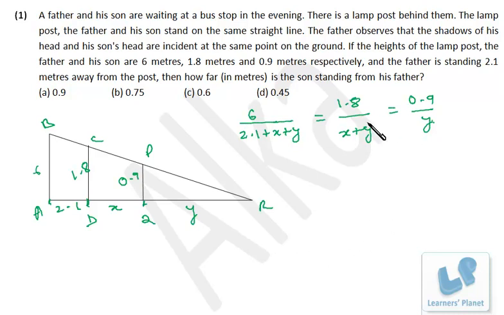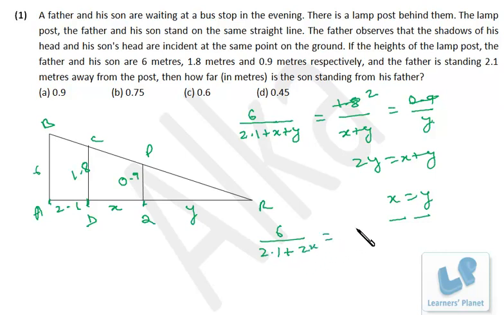So if we take this 2, this is 2. So 2y is equal to x plus y, that means x is equal to y, right? Now I put the value of x equal to y in this equation and compare these two. So it is 6 upon 2.1 plus y, where x I am putting. So it's 2x is equal to 1 upon x. I'm sorry, this is 0.9 by x.